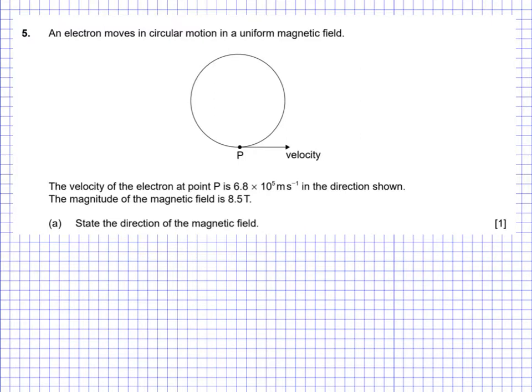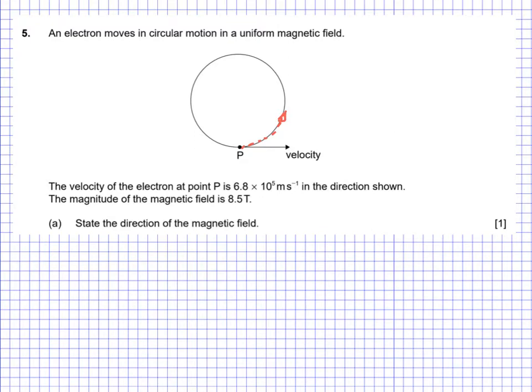Here we have an electron moving in a circular motion inside a uniform magnetic field. We're given the position of the electron, and it's got a velocity that's tangential to the circular motion, which means, of course, that we can talk about it having a speed. It's got a circular speed, so this would be the speed of the electron that's going to remain constant.